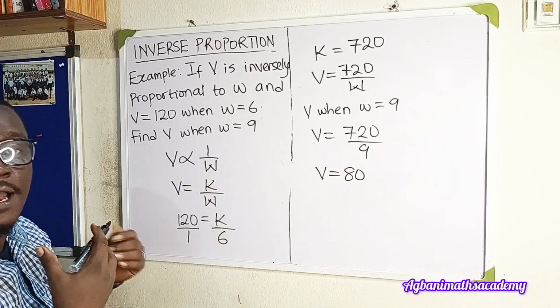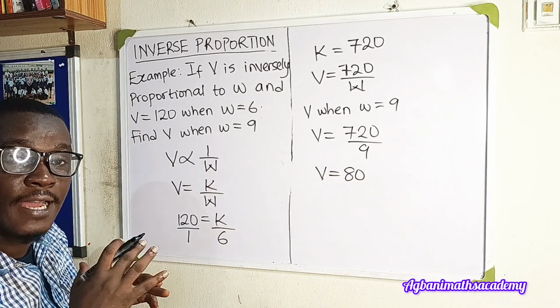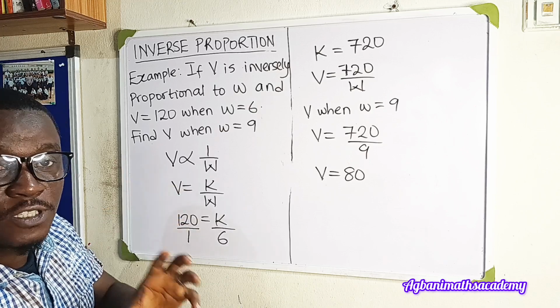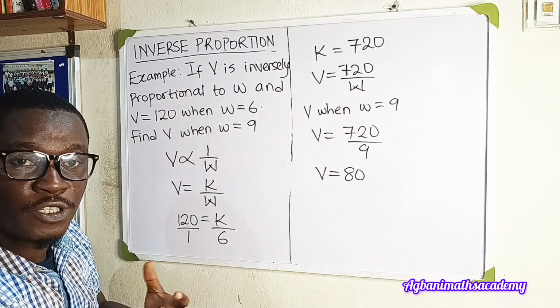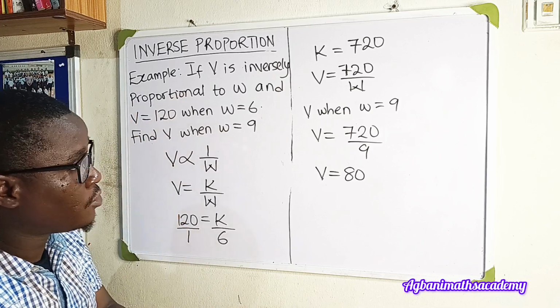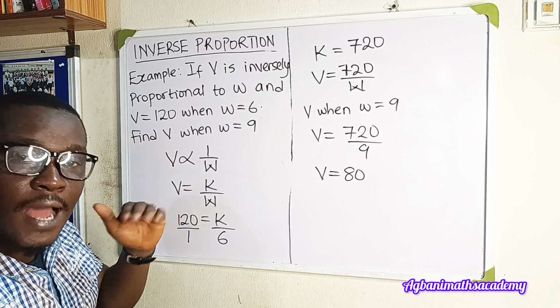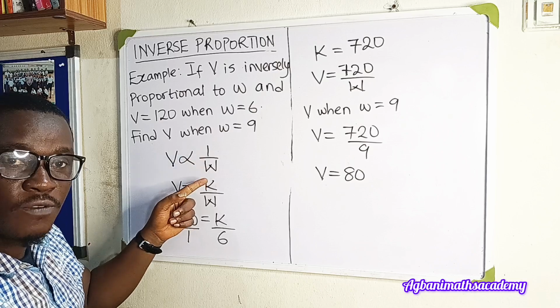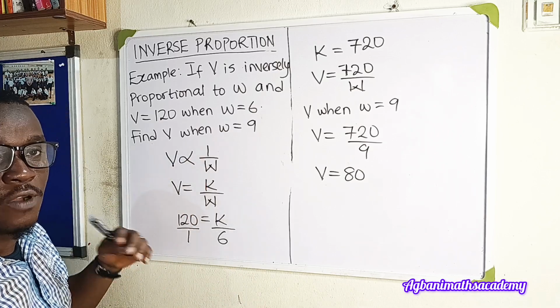So we're able to find the value of V when W is equal to 9 because first we calculated the value of the constant of proportionality in this inverse proportionality problem, right? So don't mistake the process of calculating inverse proportion and direct proportion. In inverse proportion, we have 1 all over the other ratio. Okay, let's look at the second example before I write the classwork.